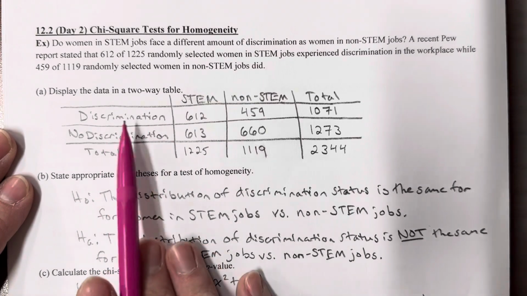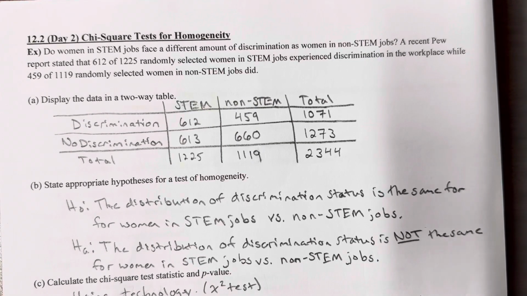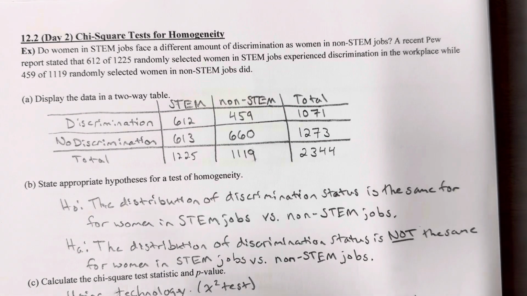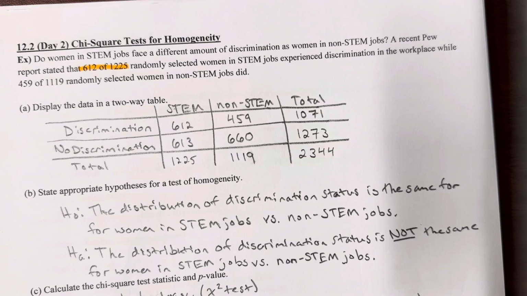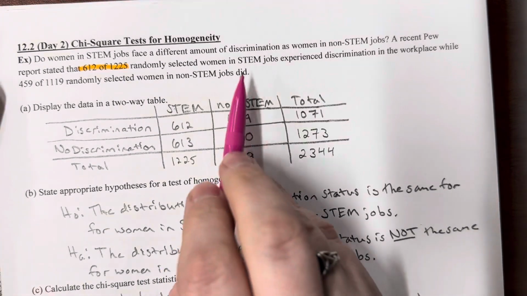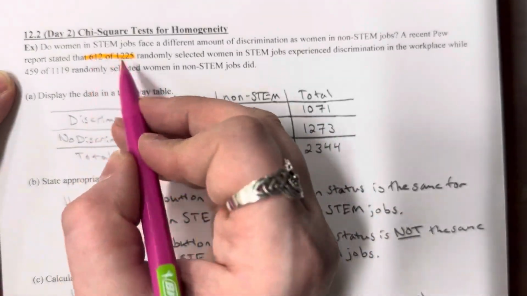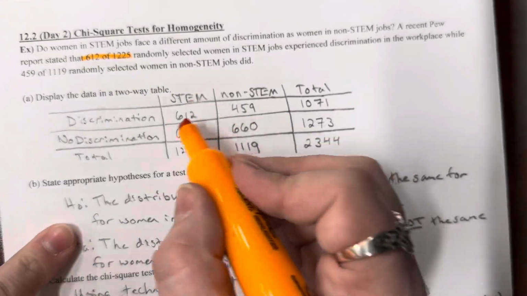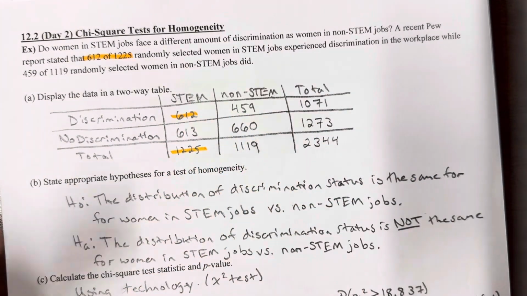All right, now, it said in the problem that we had 612 of the 1,225 women who were randomly selected from STEM jobs experienced discrimination. So this right here ties into the 612 and the 1,225 that I've written in those places on my table.